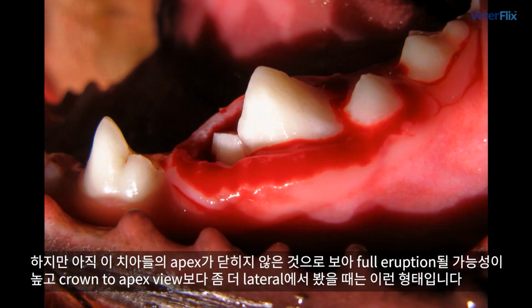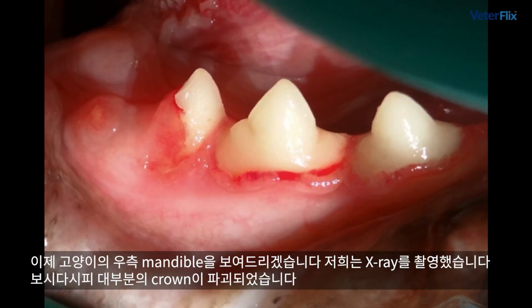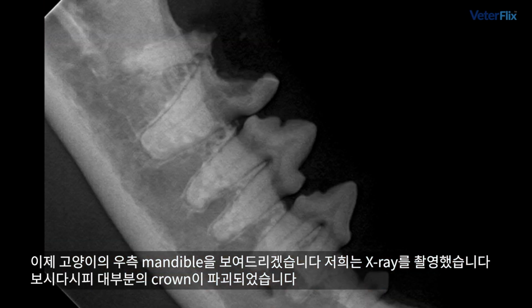And there's what it looks like from the side, a little bit more of a lateral view as opposed to a crown to apex view. And there's the final product in the adult once eruption has occurred. And this was actually bilateral. Oftentimes they are bilateral. I'm going to show you that right mandible on this cat. And then we'll look at the radiograph.